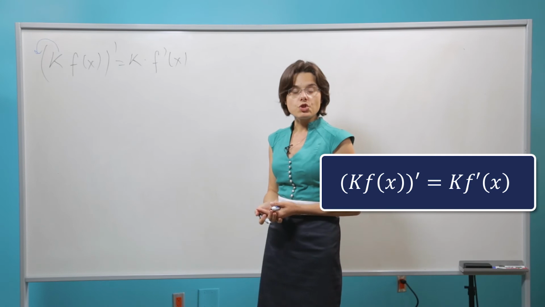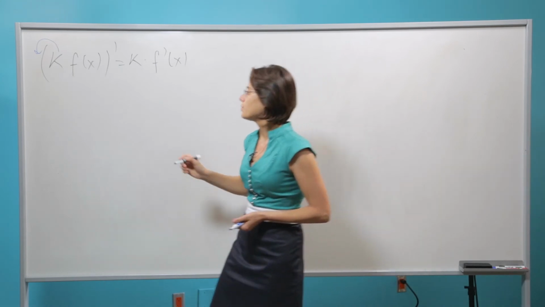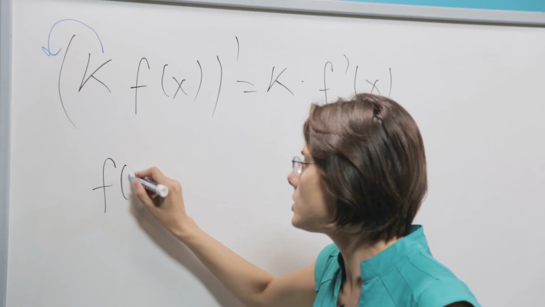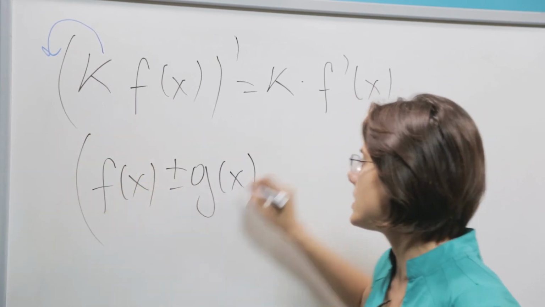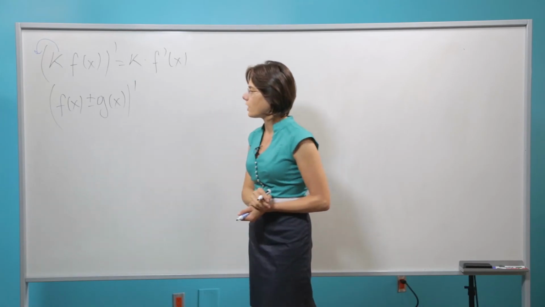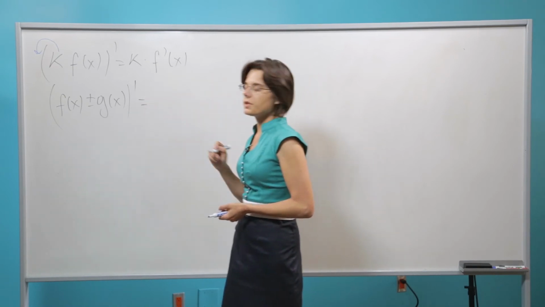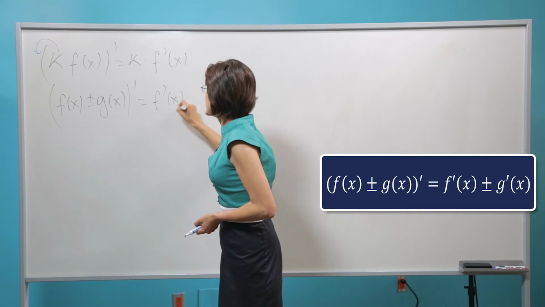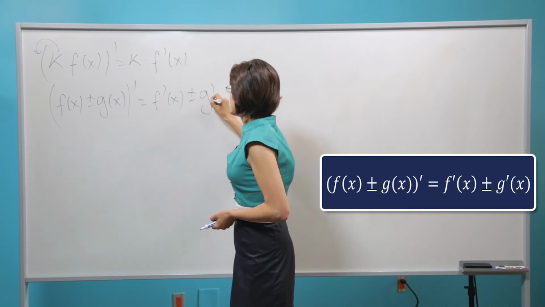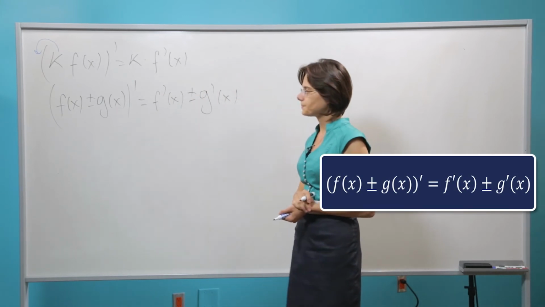When we want to differentiate addition or subtraction of two functions, or more than two functions, the derivative of the sum or difference of the functions is equal to the sum or difference of the derivatives. So it's equal to the derivative of the first function plus or minus the derivative of the second function.